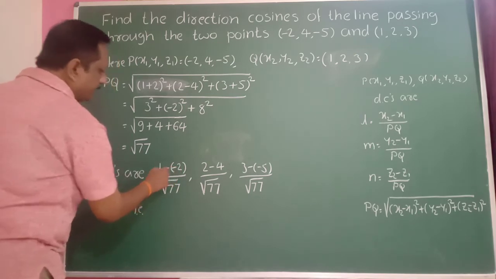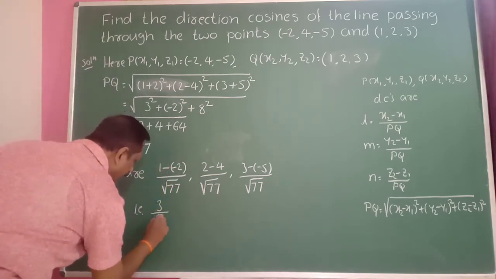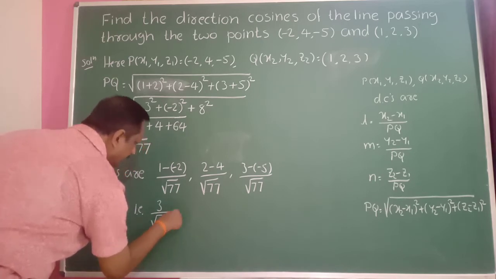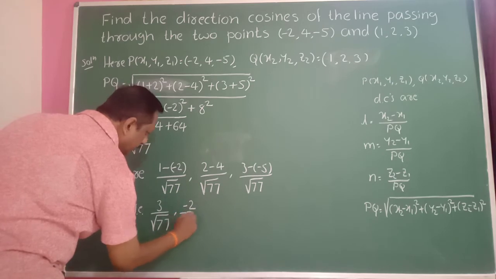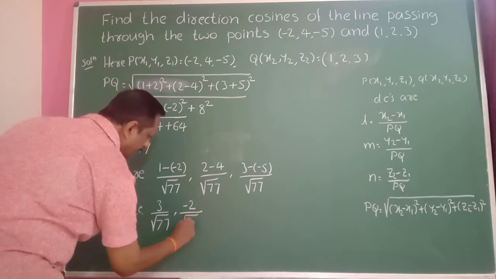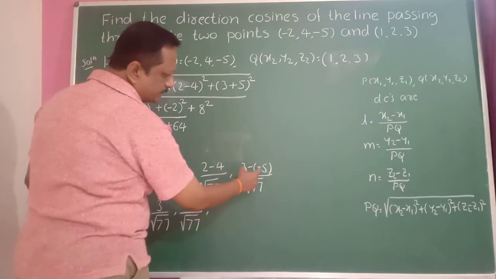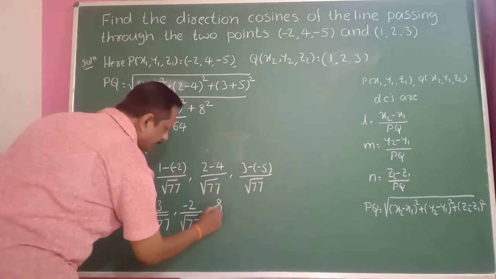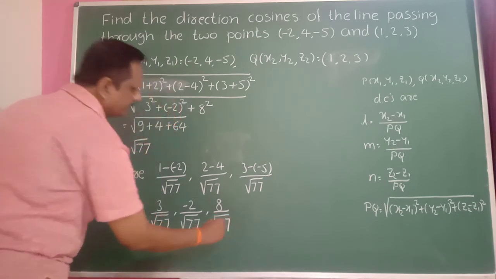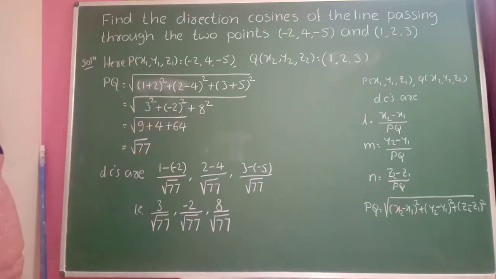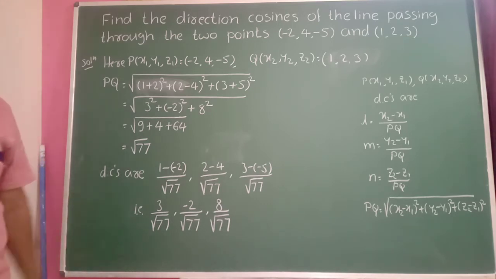Here minus into minus becomes plus. 2 plus 1 becomes 3, so 3 divided by root of 77. 2 minus 4 is minus 2, so minus 2 divided by root of 77. Then minus into minus plus, 5 plus 3 is 8, so 8 divided by root of 77. You are using that formula. So these are the required direction cosines.